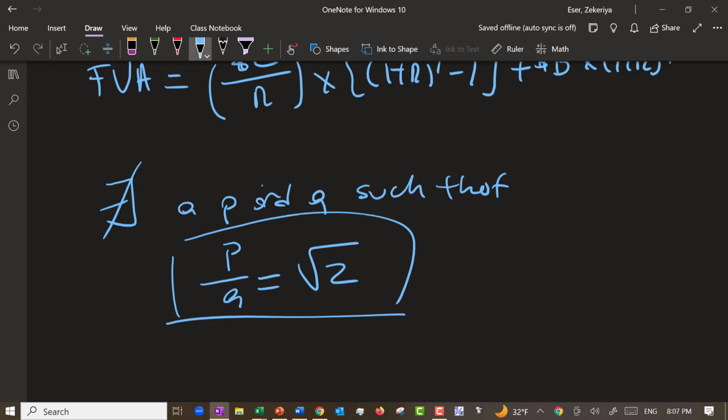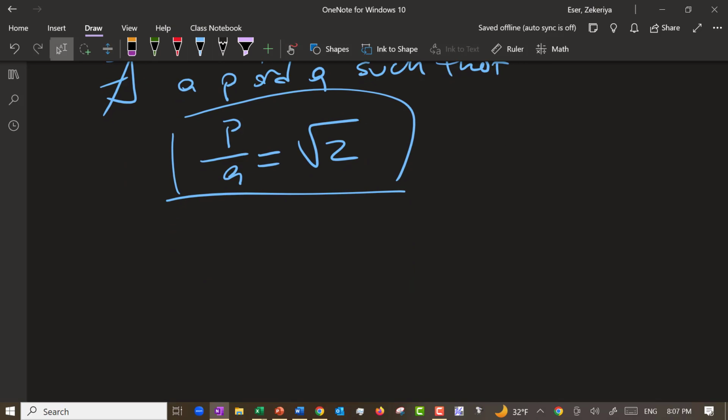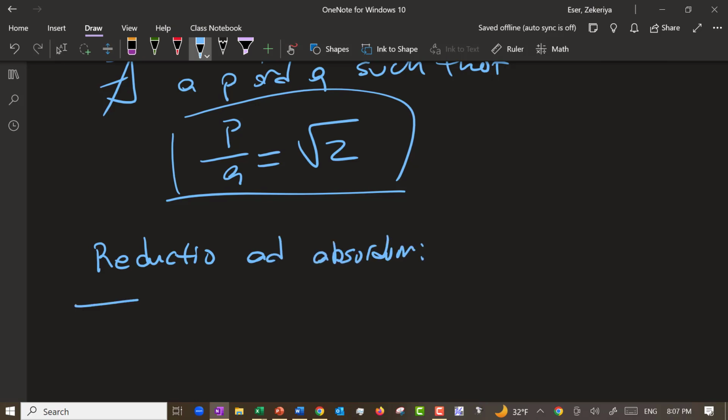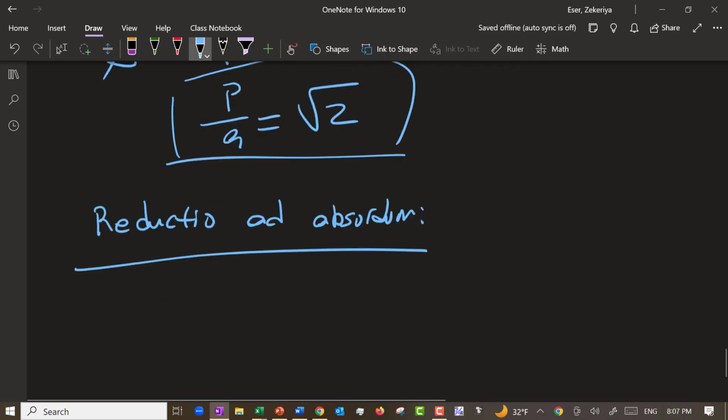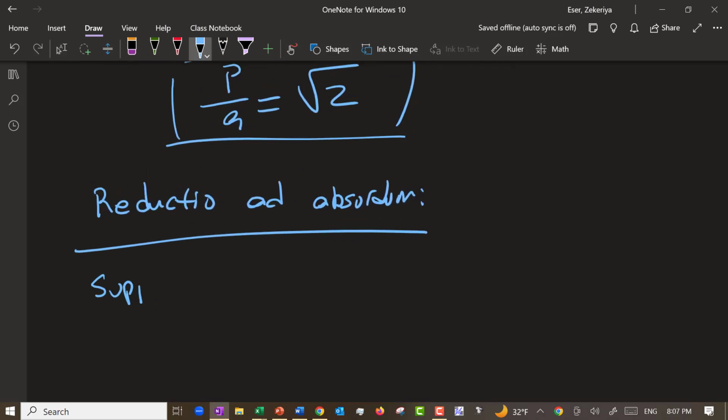He uses a very simple argument, which is common these days. It's called reductio ad absurdum. It's Latin for reduction to absurdity. We're going to assume that that's not true, and we're going to follow the logical consequences of that, and that's going to lead to something absurd. Okay? We always say, suppose not.